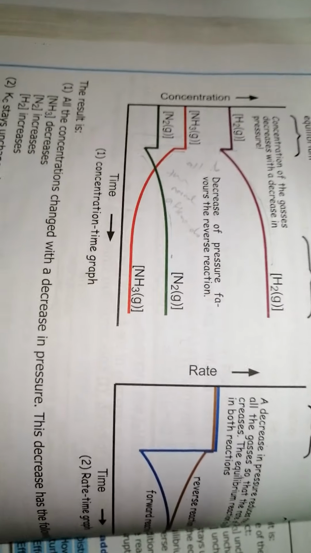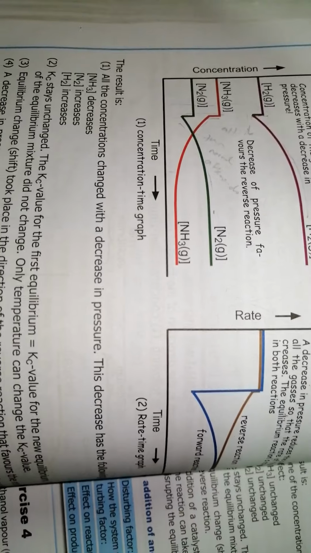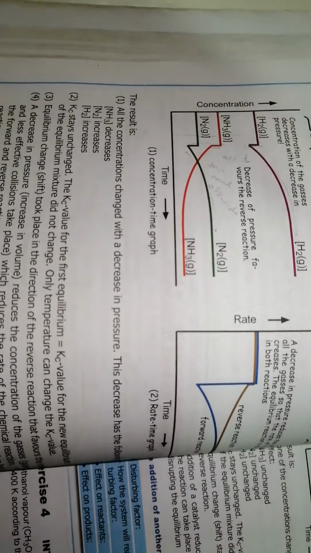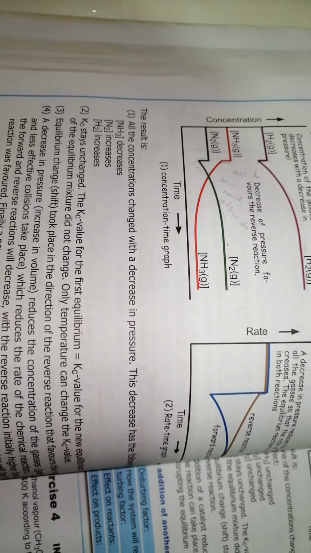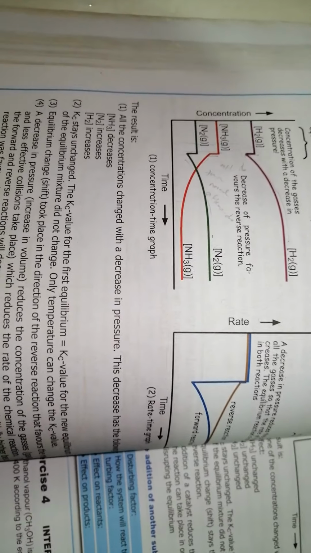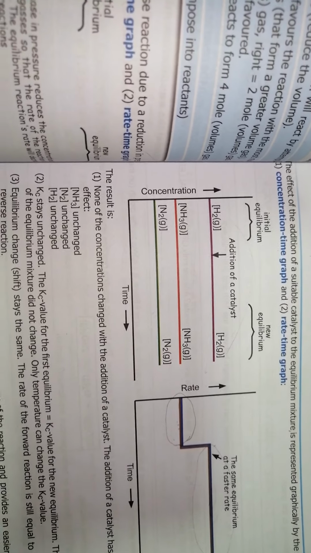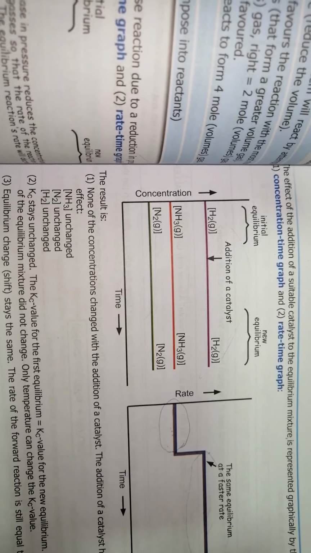So if you see one spike, it's a concentration disturbance. If you see no spikes, it is a temperature disturbance. If you see a spike or a fall in all the reactants and products, it is a pressure disturbance. And if you see everything staying constant, it is going to be a catalyst.